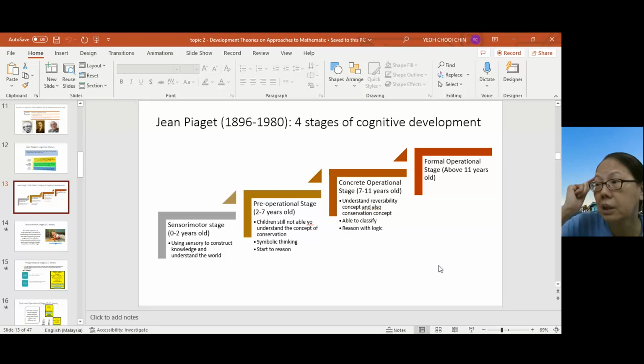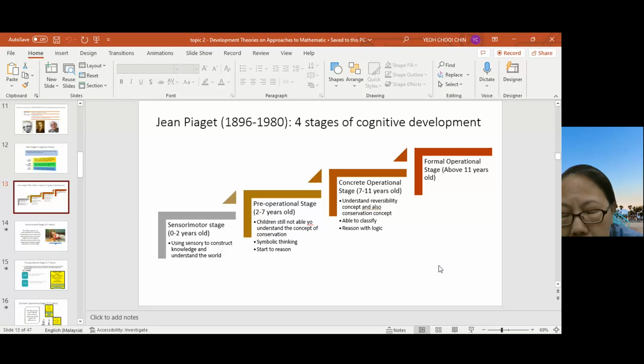Symbolic thinking, they are only thinking symbolically, they are thinking of representation. They can only think they have something to represent what they saw. Okay, and then they're beginning to reason out. So for example, they know the number 2 is this, but when they saw a duck, oh, it's like number 2, the duck looks like number 2, so it's a representation.